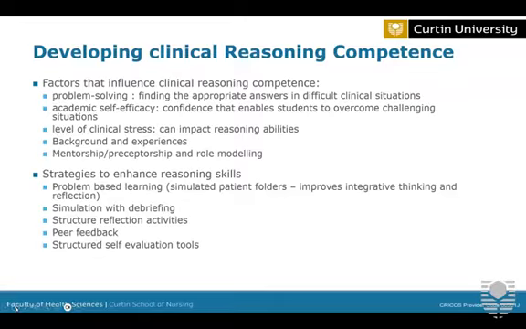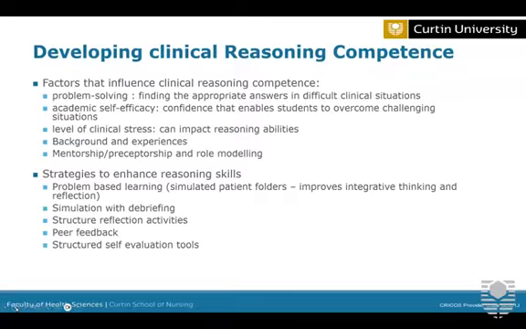As you gain more knowledge and practice, you'll find that the answers that you deliberate with become a bit more familiar to you, but it won't be until you're a registered nurse that you will actually be actioning some of those answers for difficult clinical situations. Academic self-efficacy is the confidence that enables you to overcome challenging situations. So what is it that you need to do to remedy your knowledge gaps or your clinical practice gaps, or your confidence generally in transferring knowledge to practice?